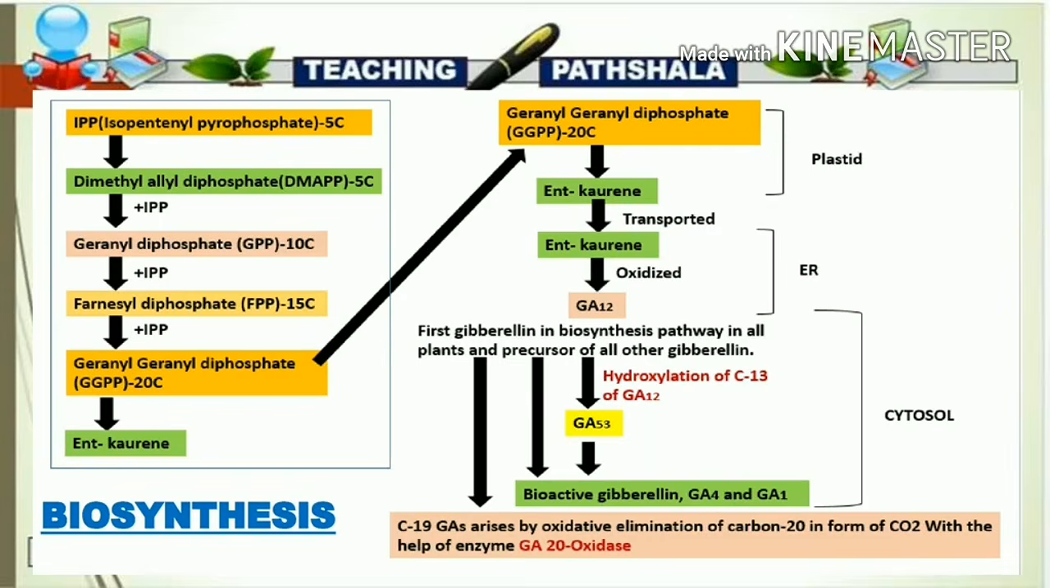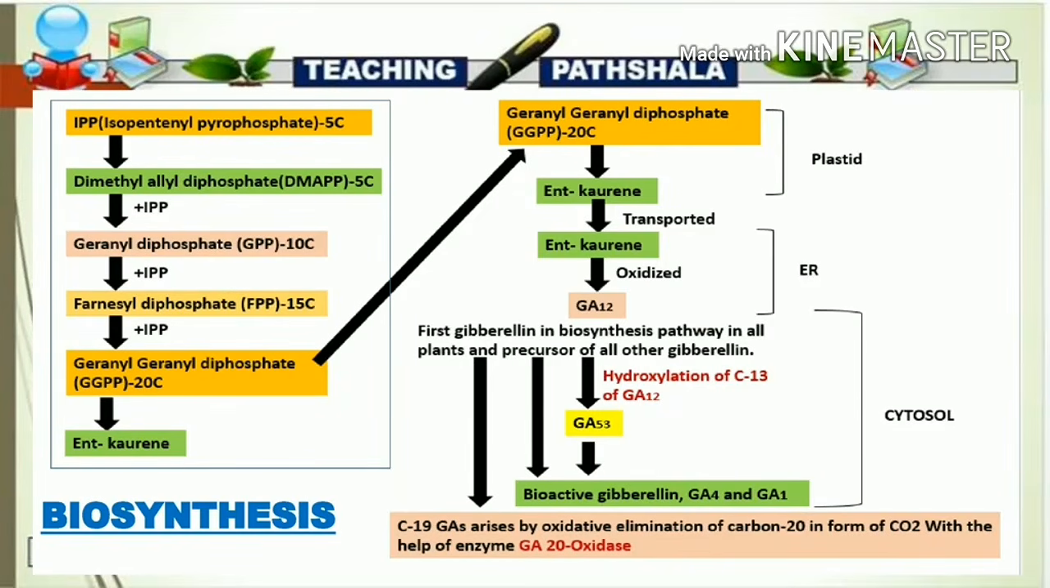Now this GA12 is going to have hydroxylation on the 13th carbon, and then it is going to convert into GA53. So if there is a hydroxylation, that means the addition of a hydroxyl group on carbon number 13 of GA12, then it is going to convert into GA53. Now this GA53 is present in the cytosol, as you can see from the figure. GA12 and GA53, after the synthesis, are going to enter the cytosol, and the overall hydroxylation is going to take place in the cytosol itself. That means GA12, after synthesis, enters the cytosol, and in the cytosol there will be the conversion of GA12 into GA53 with the help of hydroxylation.